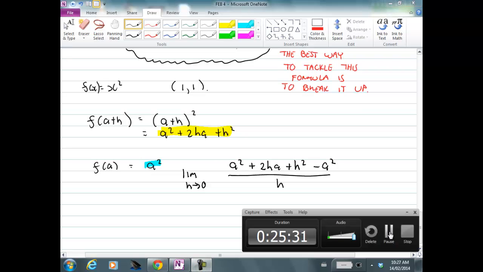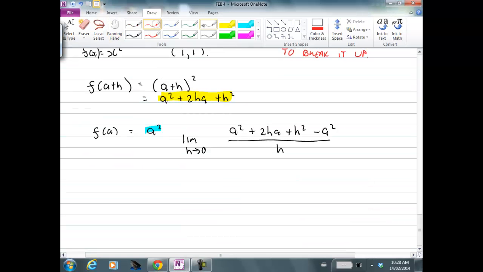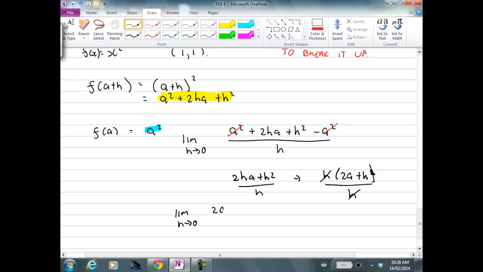Suki, question. Simple. I'm going to simplify now. Well, I know my a squared's cancel out. This is gone. So I'm left with 2ha plus h squared over h. So now I'm going to factor out an h. That gives me h times 2a plus h, over h. And look what cancels out really nicely. This h is gone. So what I'm really left with is limit as h approaches 0 of 2a plus h. Agreed?